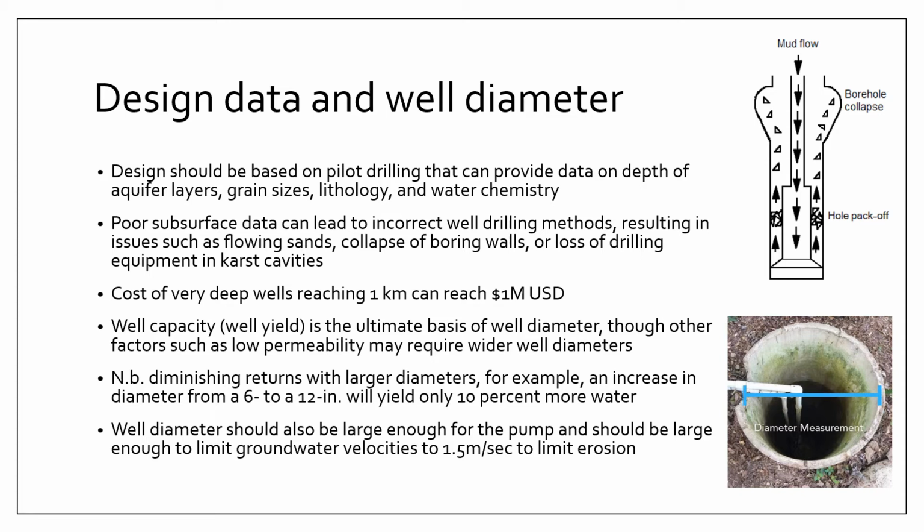Also, well diameter should be large enough to accommodate the pump or the water pump, and the well diameter should typically be large enough to limit the groundwater velocities to a maximum of 1.5 meters per second. The purpose of this is to limit or prevent erosion of your aquifer sediments.